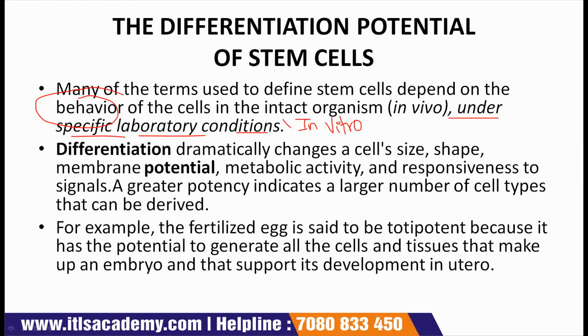Stem cell differentiation involves the changing of a cell to a more specialized cell type, involving a switch from proliferation to specialization. This differentiation process involves a succession of alterations in cell morphology, membrane potential, metabolic activity, and signal responsiveness.